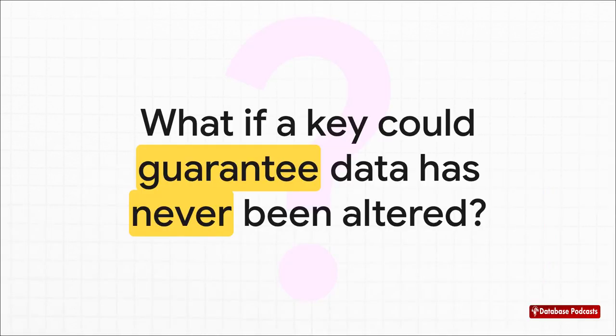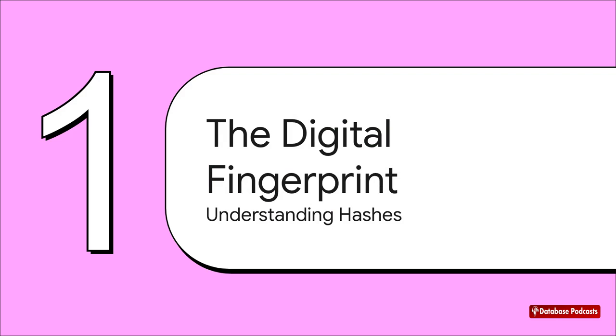So let's think about it this way. If you've ever worked with a database, you know what a primary key is, right? It's that unique ID for a row of data. But what if that key could do more? What if the key itself could guarantee that the data it points to has never, ever been altered? That is the perfect question, because the answer is something called a hash function.